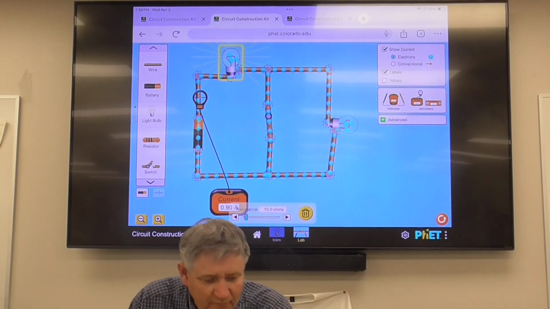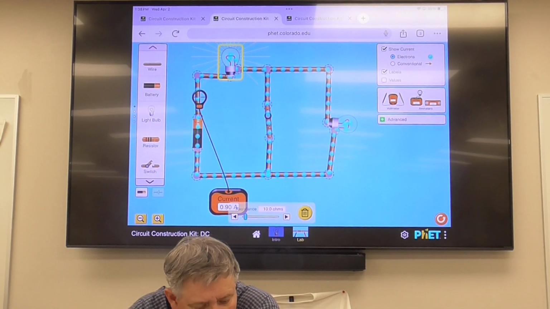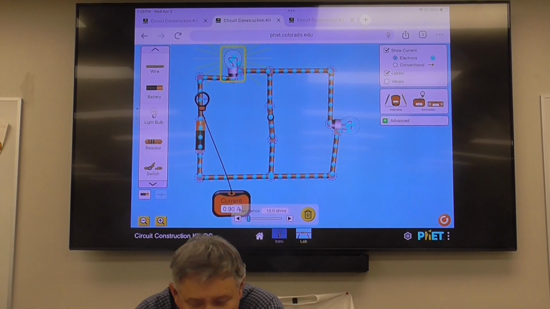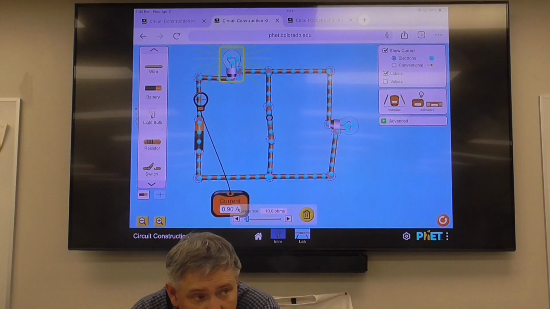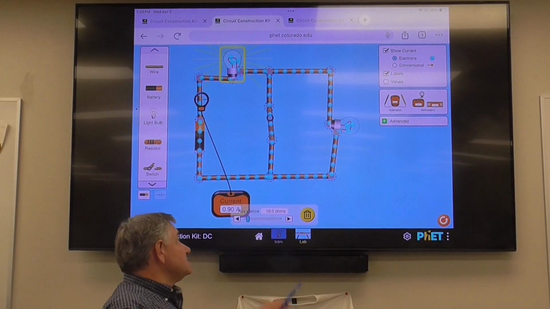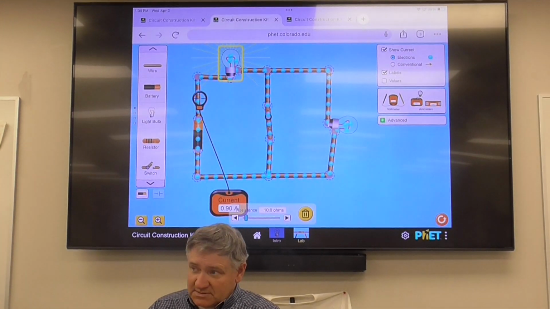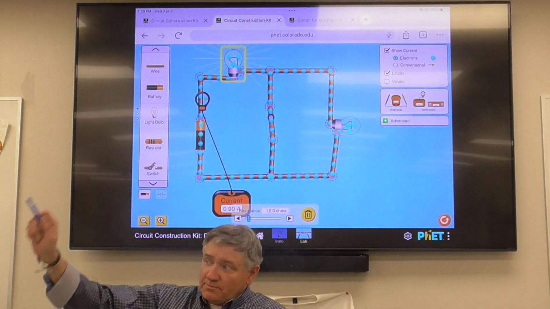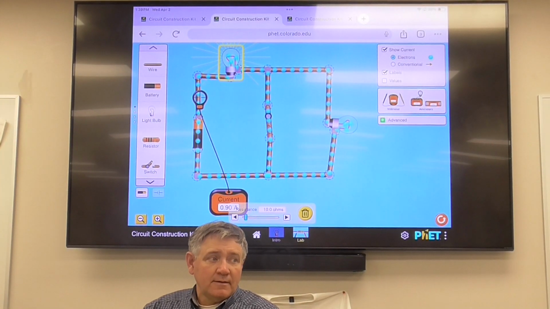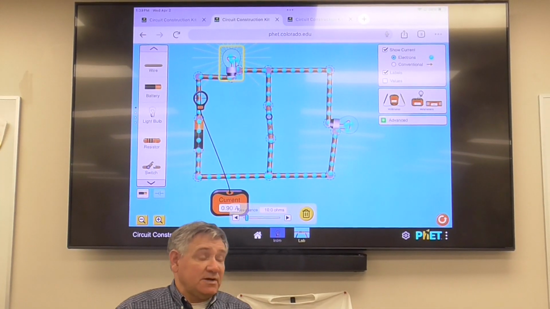So, first off, if I open up the switch, will any electricity flow out to the other one? If I open up that switch, which is right here in the middle, will the other bulb light up? Yes. Why? Because the electricity doesn't have anywhere else to go. It has to go the other way. That's the only way to complete the circuit.